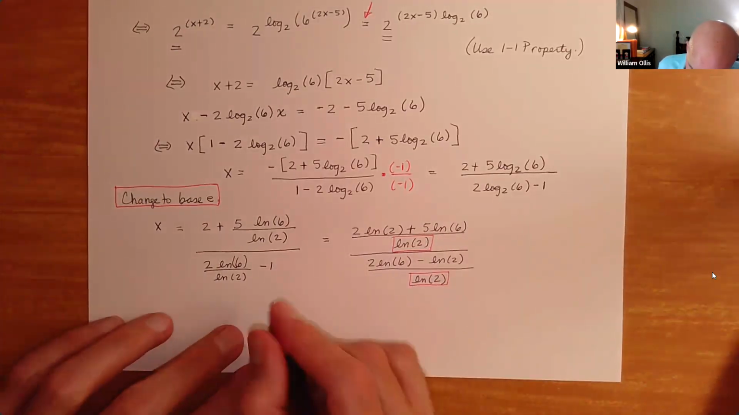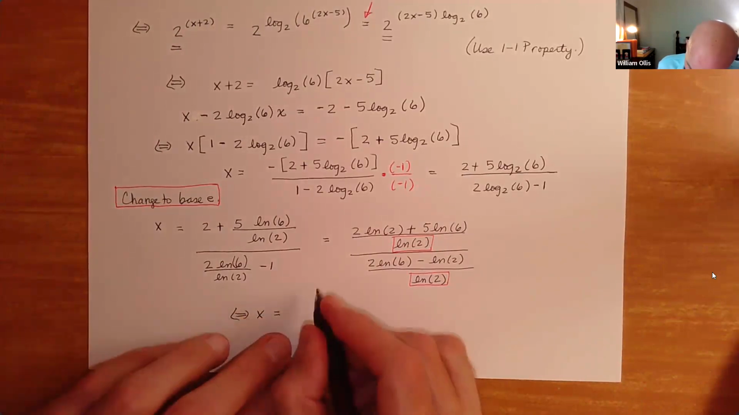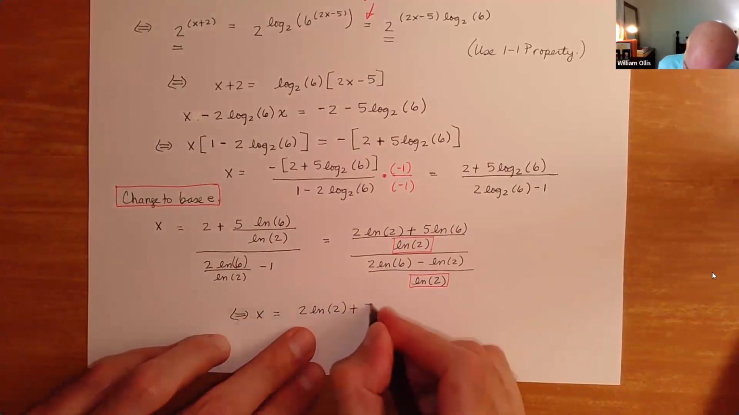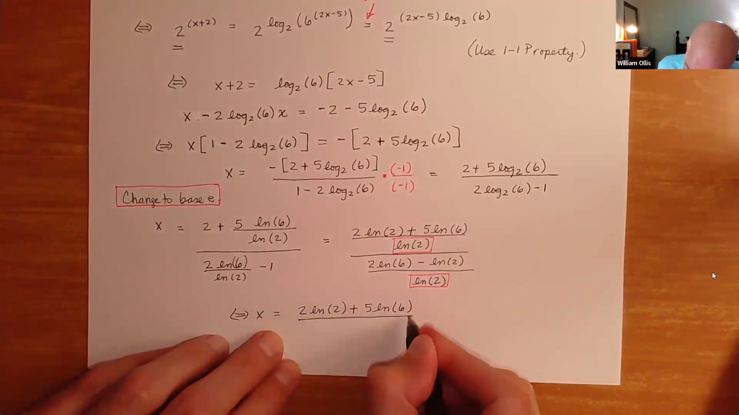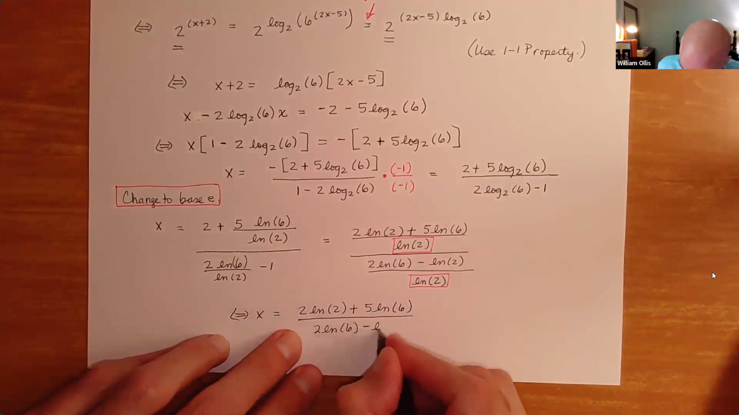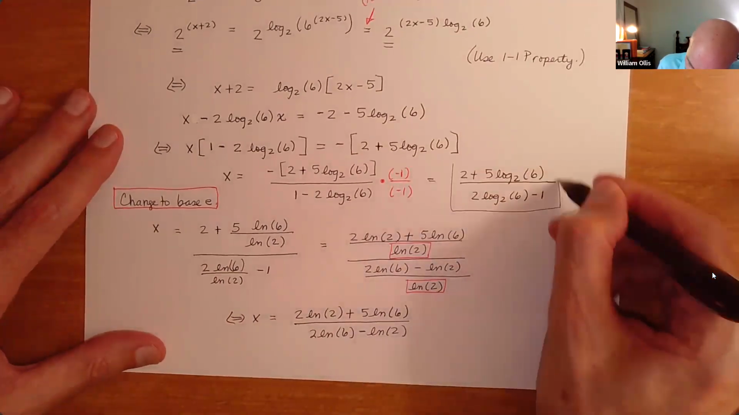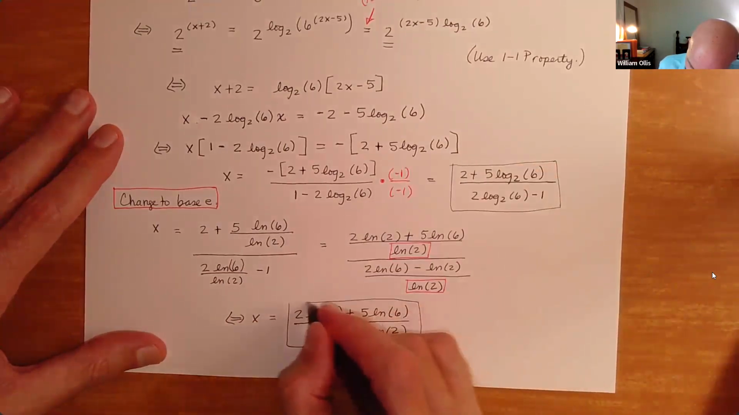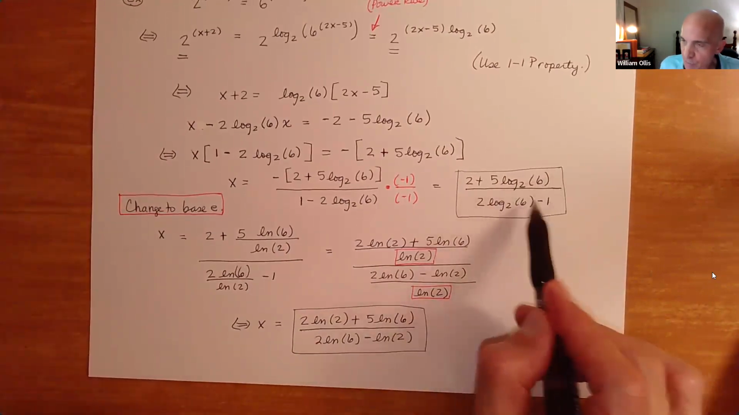And we're left with, in this case, x if and only if x equals (2 log 2 plus 5 log 6) divided by (2 log 6 minus log 2). So what we have here, if we look at this, these two expressions are equivalent, but they're in different bases. So when you look at this, it's less busy.